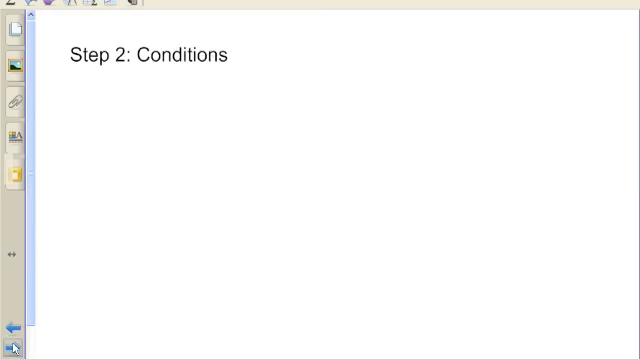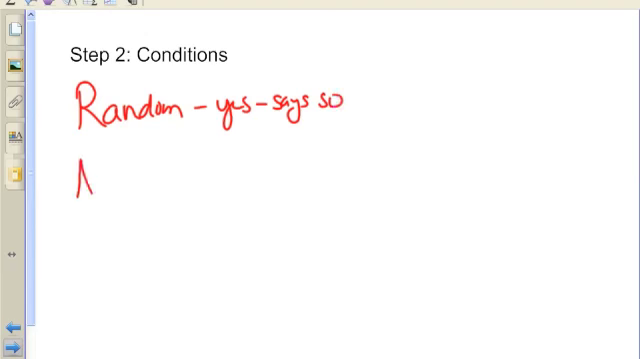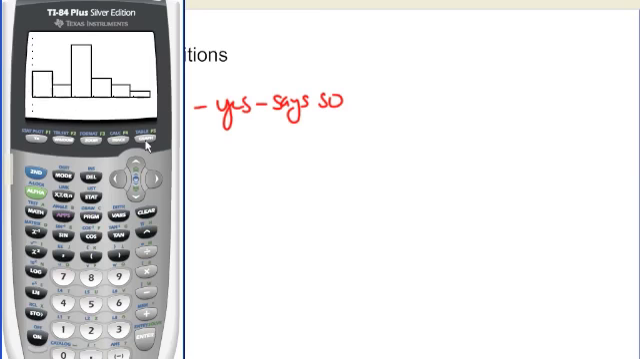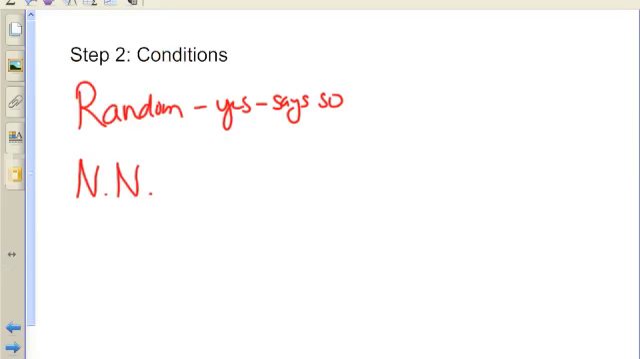In step 2, we check conditions. Very similar to what we did last time. Remember, we checked to see, is it random? As a matter of fact, yes. It says so in the problem. The other item we check is to verify that the data is nearly normal. Please remember that we do this by graphing our data. We need a nice little histogram. You must include a sketch of the histogram as part of your conditions. Don't just write yes. That will get you 0 points. You need to actually include a sketch.